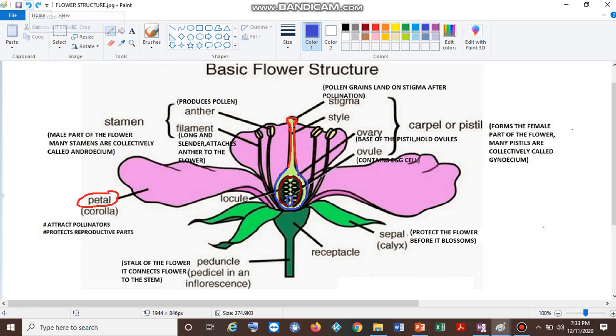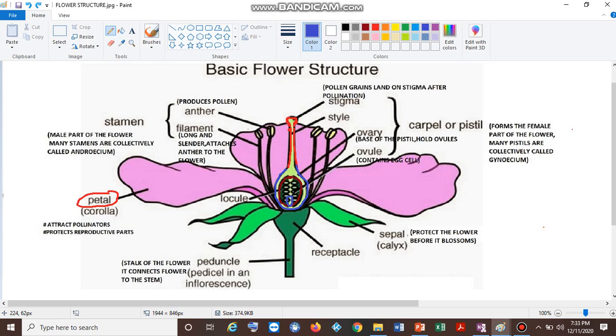Again, let's try to find out. Now see, stigma, style, ovary, inside the ovary ovule, and inside the ovule we have got egg cell.